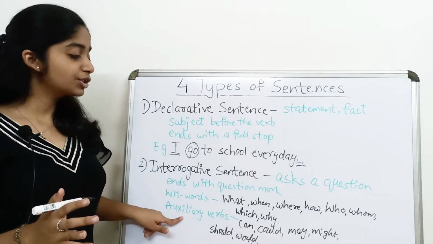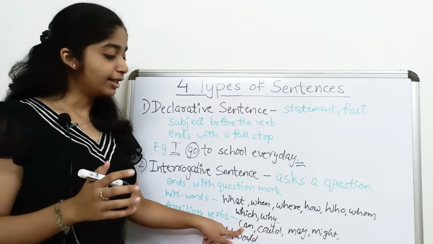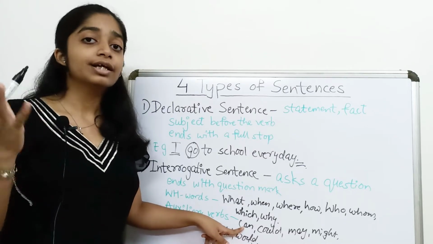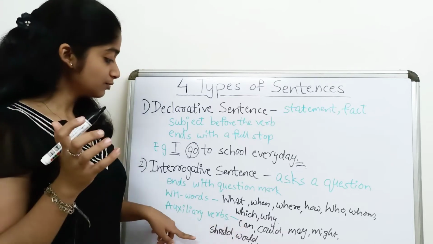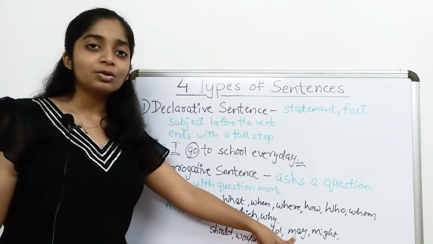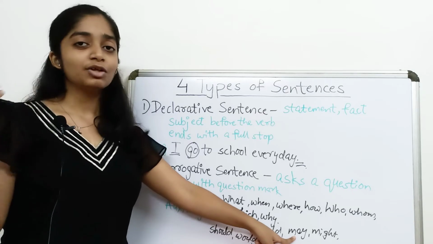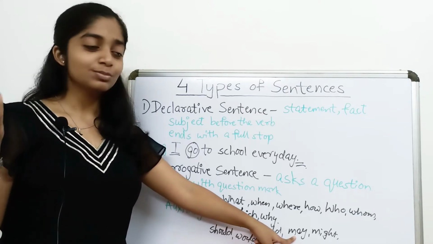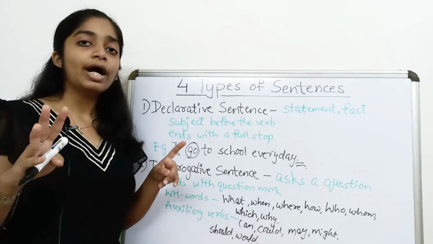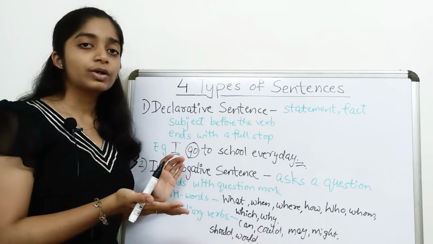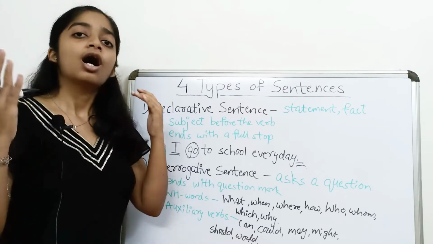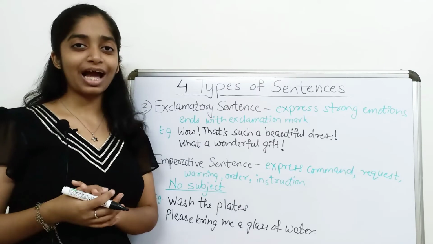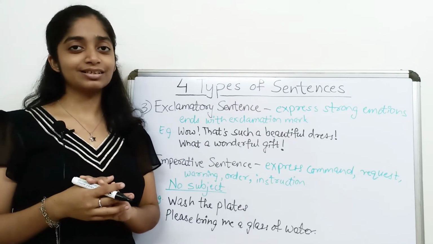Another one is with the auxiliary verbs. So, can you do this? This would be a question, an interrogative sentence. May I go out? So as students we often ask our teachers, may I go out, may I go to the washroom. So this is also an example of the interrogative sentence which asks a question and it ends with a question mark. Let us now have a look at the other two types of sentences.